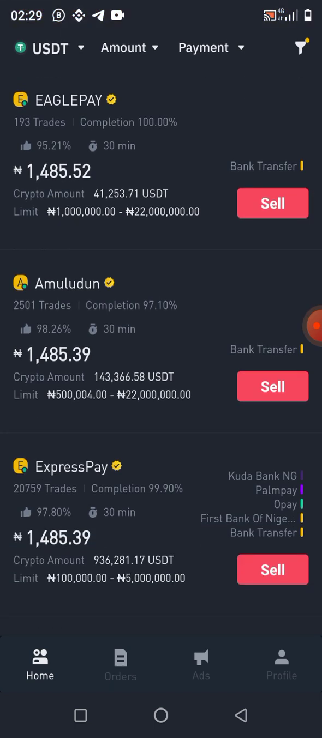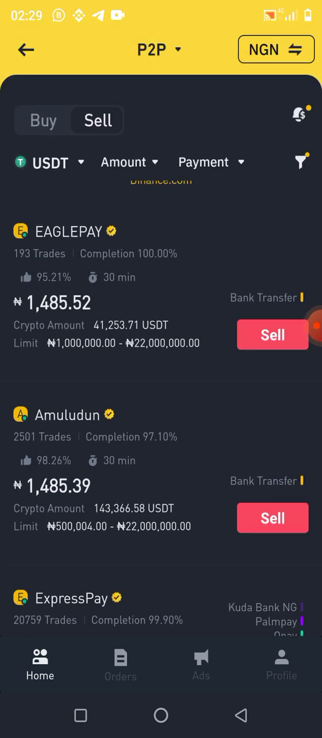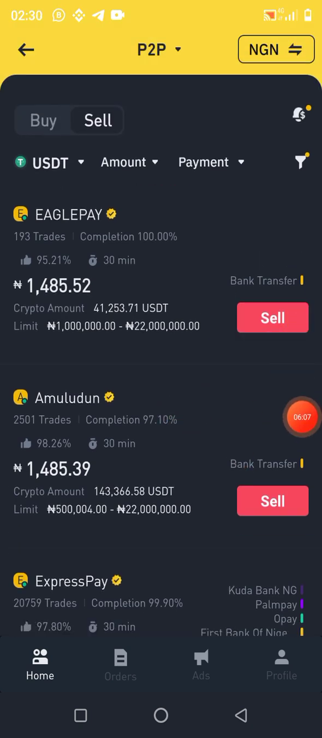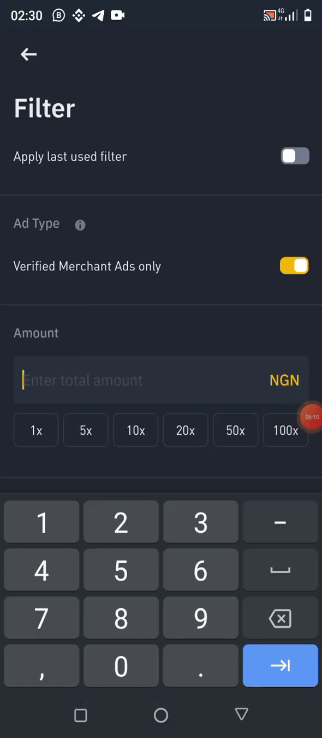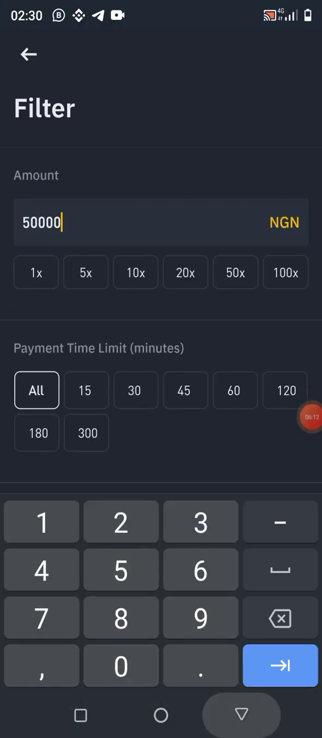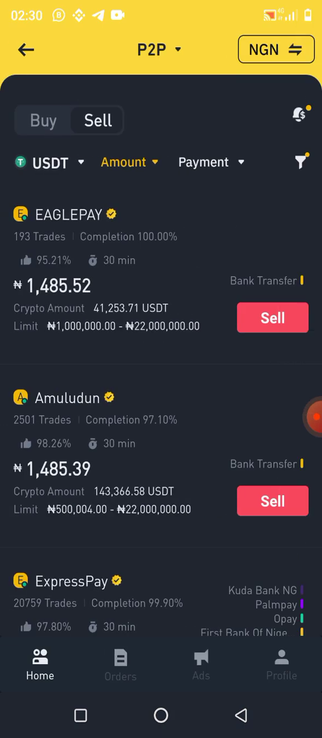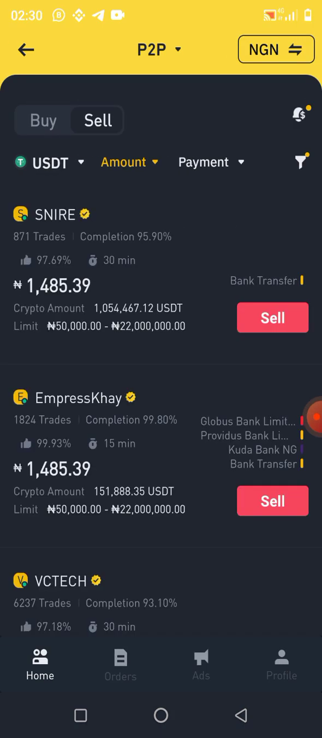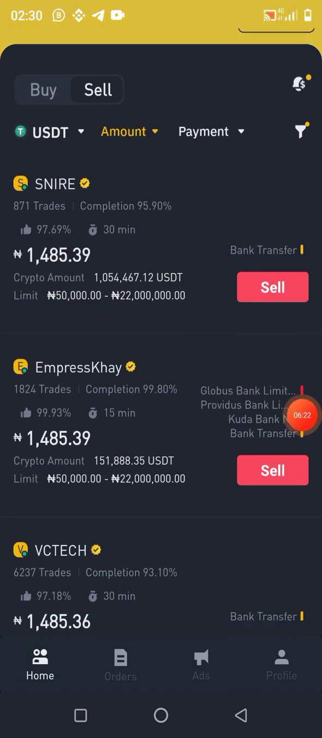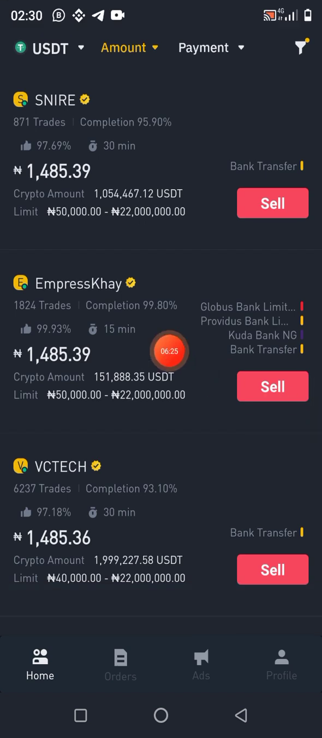Okay, I bought this USDT at 1,315 and now I'm about to sell it at 1,485. So let's go ahead. Okay, so let me filter. I'll sell, let's say, 50,000, right? Okay, use merchant only. This guy has 95%. If I trade 30 minutes, let me see if I can have somewhere in 15 minutes. Okay, you see this guy, bank transfer, 15 minutes, 99%, and has done 1,008 trades. So this guy is a good guy. He's good to go. So let me sell.